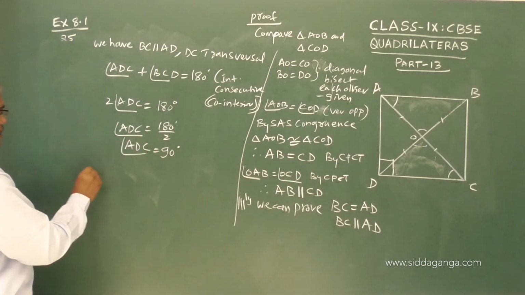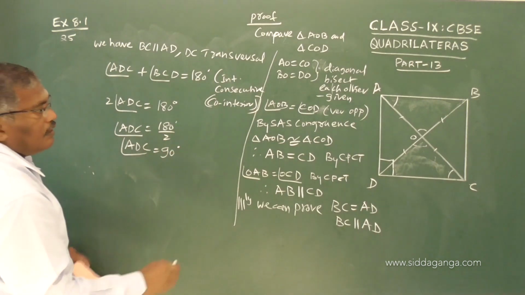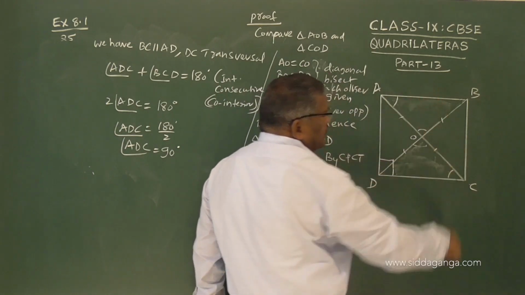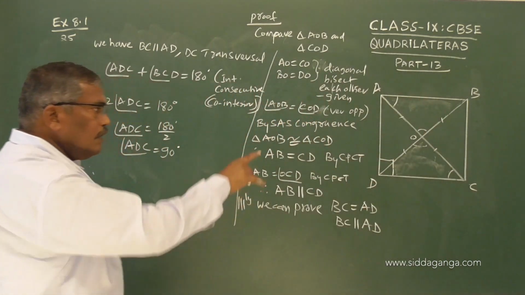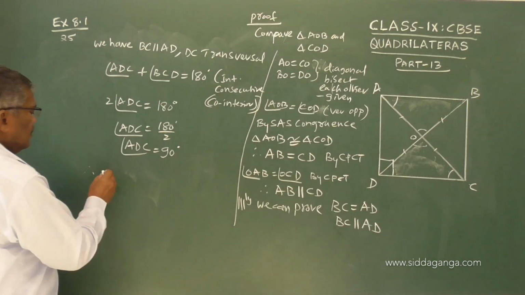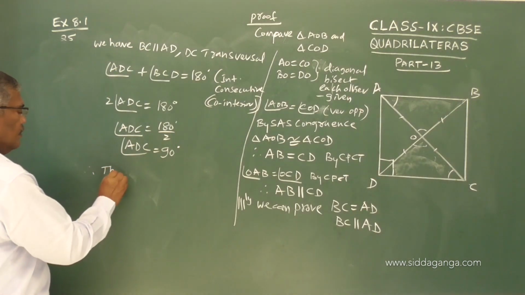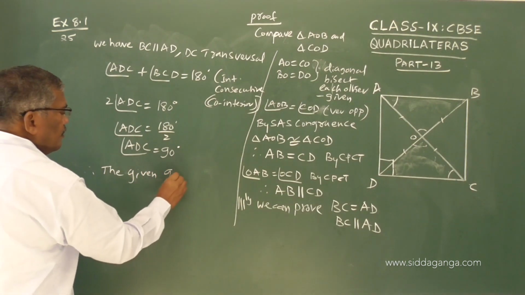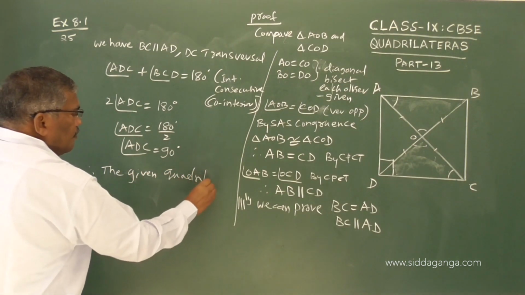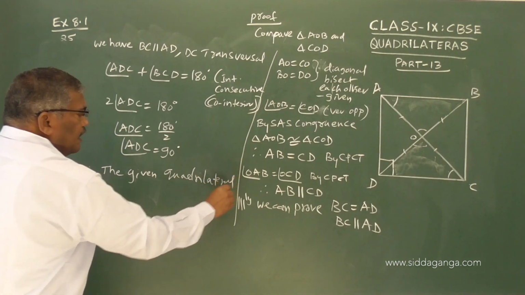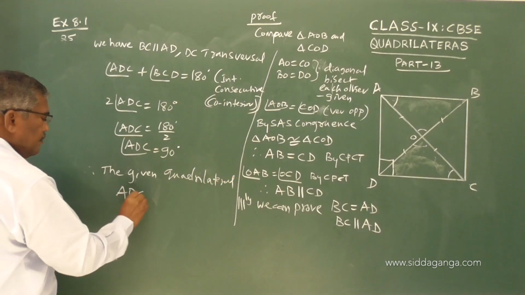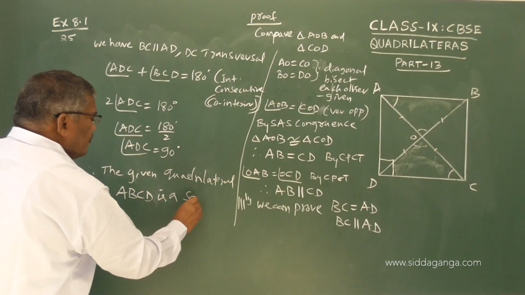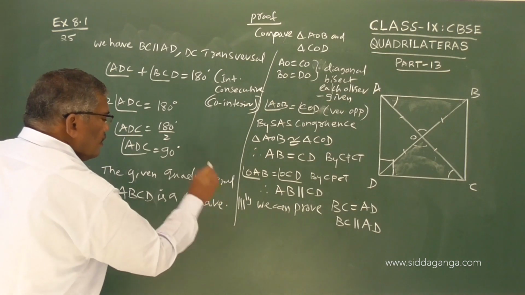Therefore, see once we have proved opposite sides are equal and parallel and one of the angles is 90 degree, therefore, we can say the given quadrilateral ABCD is a square.